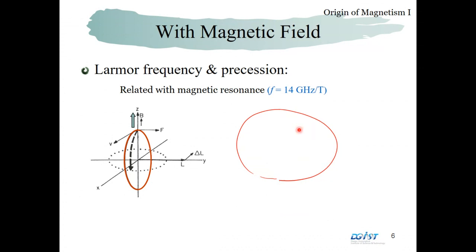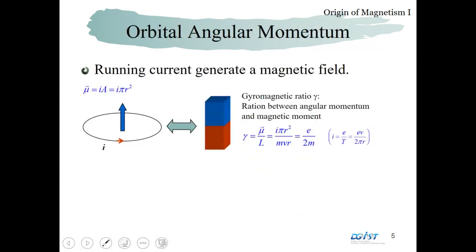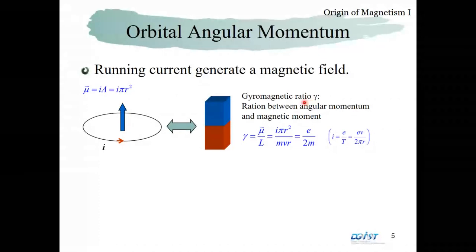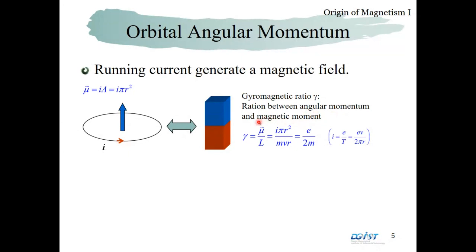Okay. For this question, the gyromagnetic ratio gamma is defined as the relation between the angular momentum and the magnetic moment. But that is for free electrons. In the solid state, the definition changes to the total angular momentum. So this is no longer L, but is replaced by J, which is the sum of L plus S.